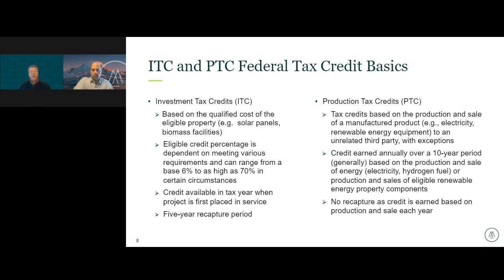So for instance, for tribes that may put in an energy production facility, they want to consider who they are selling the energy to. If it's to other related members, you may run afoul of the production tax credit rules. So it's important that you think that through to ensure you're actually selling to an unrelated third party.